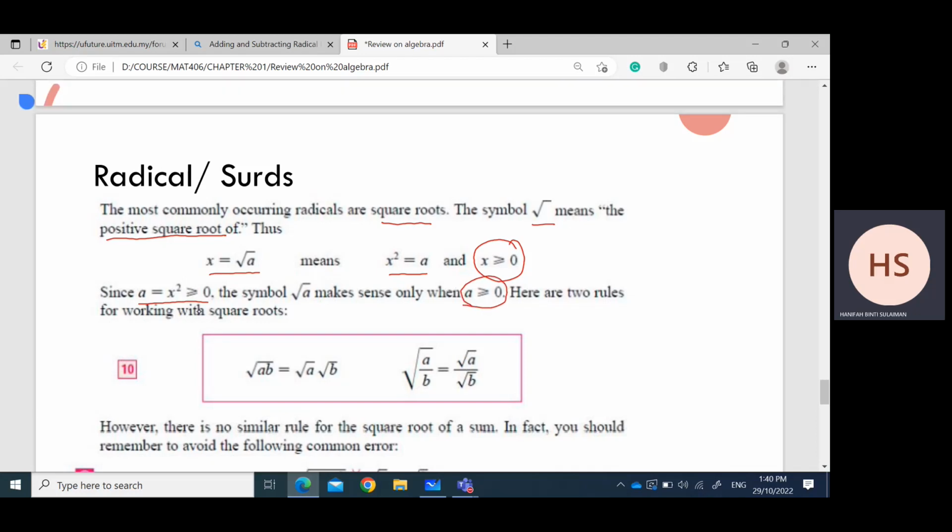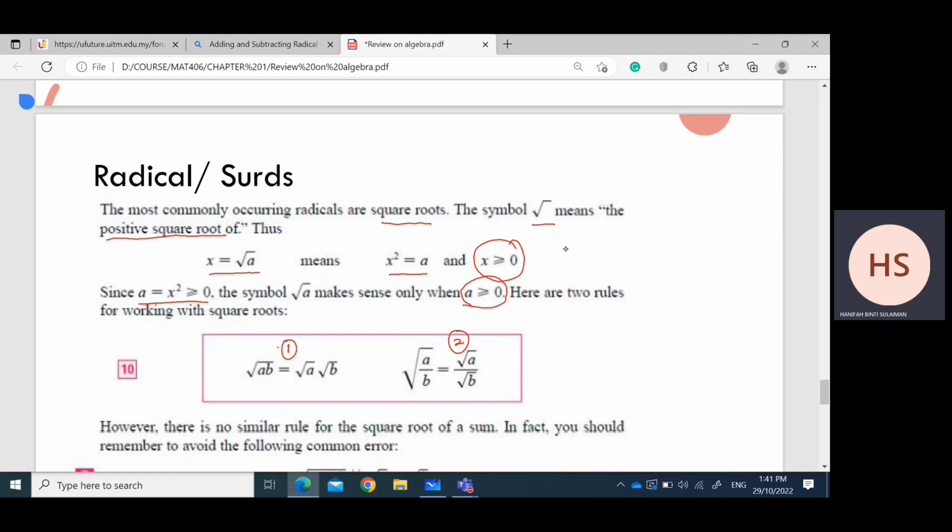So here are two rules for working with square roots. Okay, so for square roots, we have two rules. The first one is about multiplication and the second one is about fractions. Okay, so before we go further, I would like to tell you what a radical is. A radical is a punca kuasa 2, and the number under the radical must always be positive.